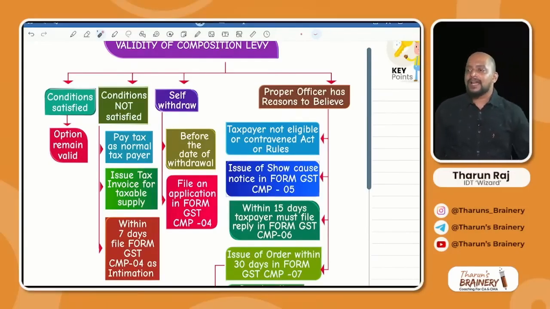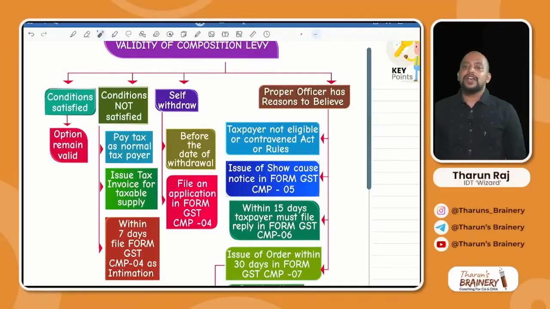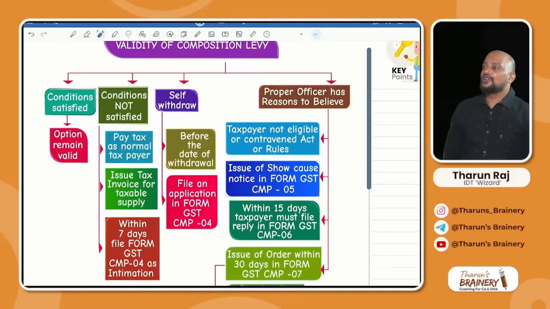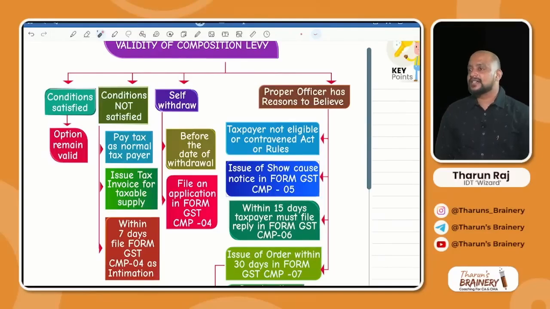Thereafter, you need to give a reply. That reply will be in CMP 6 within 15 days. What is that reply? Sir, only one transaction I made through an e-commerce operator. I was unaware. I will ensure that henceforth I will not make supply through an e-commerce operator. Kindly allow me to continue in the composition scheme. Now, it is at the discretion of the GST officer.